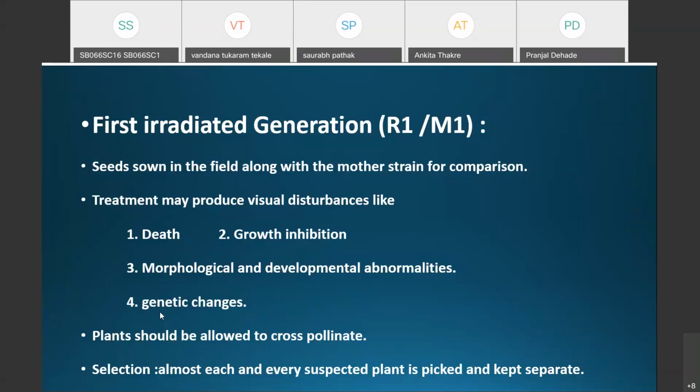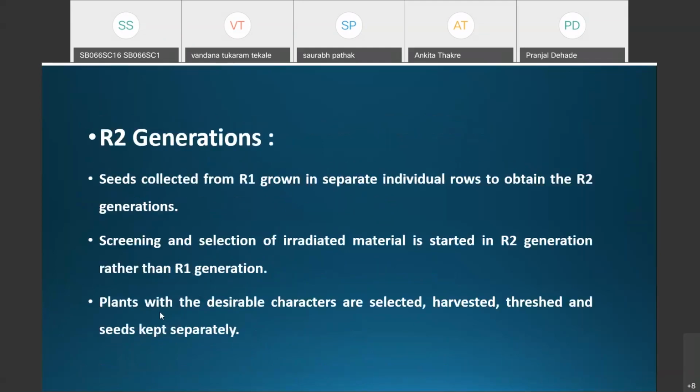and kept separate, in the first generation, R1 or the M1 generation. Then in the R2 generation, the seeds which are collected from the R1 plants are grown in separate individual rows to obtain the R2 generation. The seeds of each of the plants in the R1 generation are sown in separate individual rows to obtain the R2 generation.